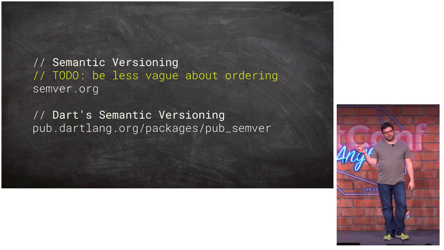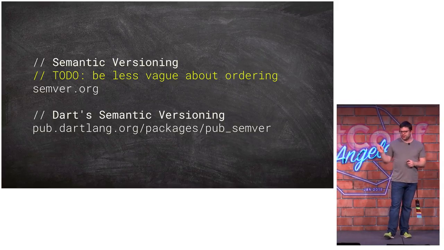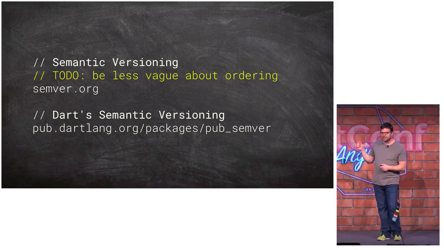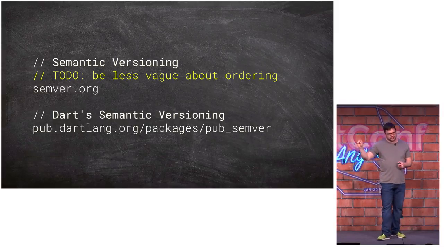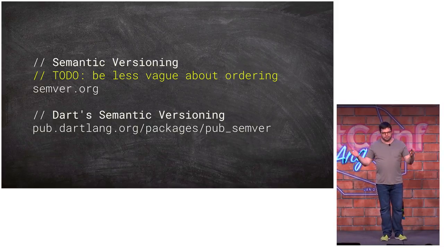So if you want to understand more about versioning in Dart, again, if you're new to it, Semver is a great spec we try to follow. I would say there's one to-do in semantic versioning. We had an email exchange about this yesterday, which is they're vague about ordering intentionally. There are flavors of versions that the Semver spec says there is no known or approved way to think about versioning these. We think it's really broken.